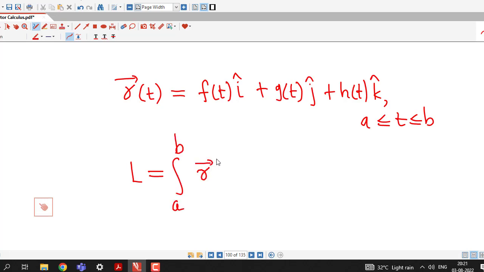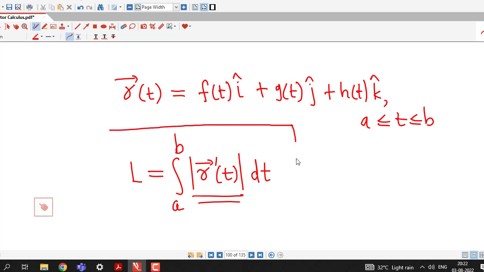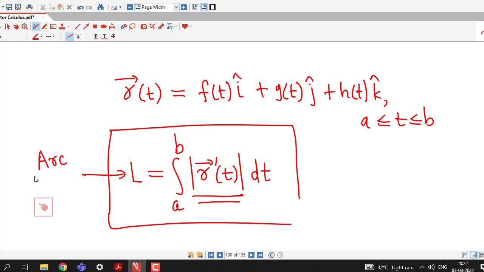We find out r bar dash t and then its magnitude or length, and whatever we obtain will be a function of t, and we integrate that function with respect to t. So this is the formula for arc length of a curve in space, or we can simply say the length of a curve in space. We will remember this arc length formula, and it is easy to remember.